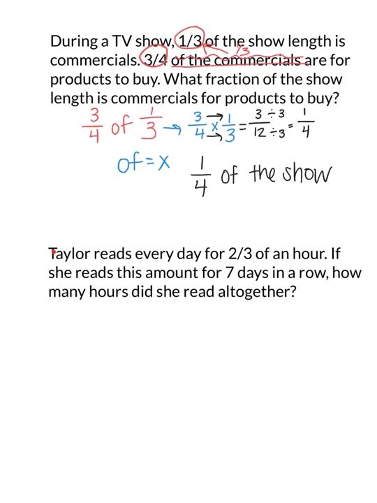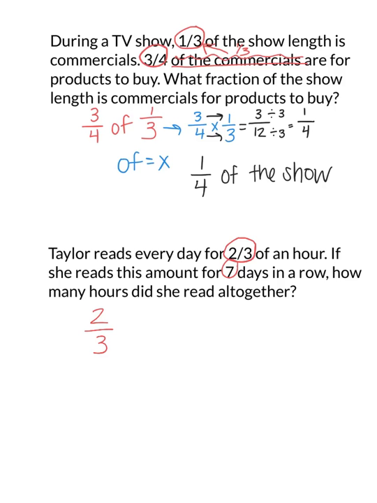And now here is another example problem where you would need to use fraction multiplication. So the problem is, Taylor reads every day for 2/3 of an hour. If she reads this amount for 7 days in a row, how many hours did she read altogether? So this one, I'm noticing I have one fraction and a whole number. So I'm going to think for a second about what this problem is asking me to do. So it says that Taylor reads for 2/3 of an hour. And she does this for 7 days. She does this 7 times.